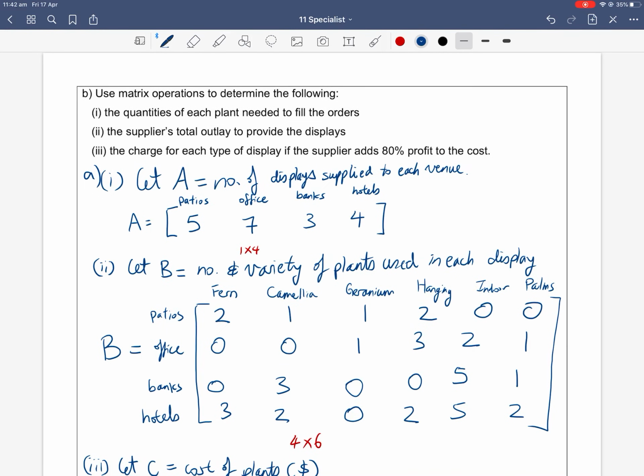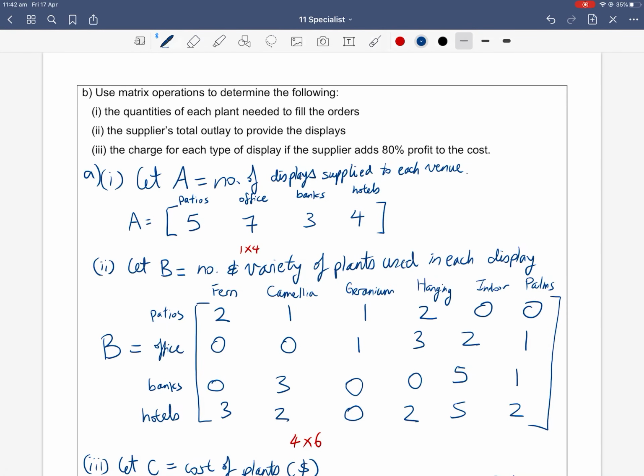Now let's do some matrix operations in part B. So part B says, use matrix operations to determine the following. Part 1, the quantities of each plant needed to fill the orders. So how many plants do we need for each venue, right? So really all you're trying to think about is, well, if I have 5 patios, and each patio needs 2 ferns, then in total I need 10 ferns, right? That makes sense. And if I have 5 patios to fill up and each patio needs 1 geranium, then I need a total of 5 geraniums to fill up all the patios. And you're just trying to add all of these together with the patios, office, banks, and hotels, right?